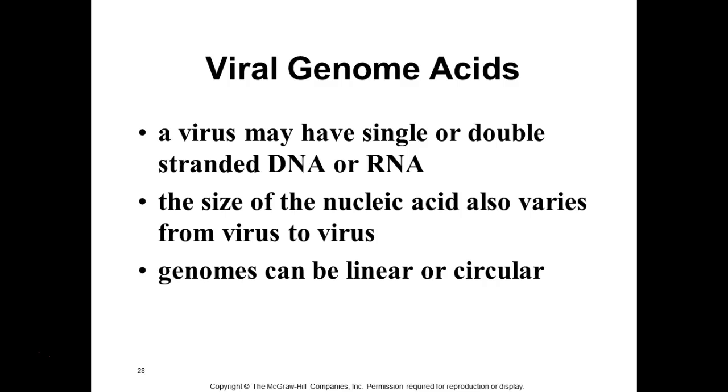The size of the nucleic acid also varies from virus to virus, right? How many nucleotides long is it? How many proteins does it code for? Is it linear or is it circular? And again, for each specific virus, you would be able to answer these questions. For you guys, you just need to know in general that these possibilities exist, right? That a virus could be DNA or RNA, double-stranded or single-stranded. It can be circular, it can be linear.